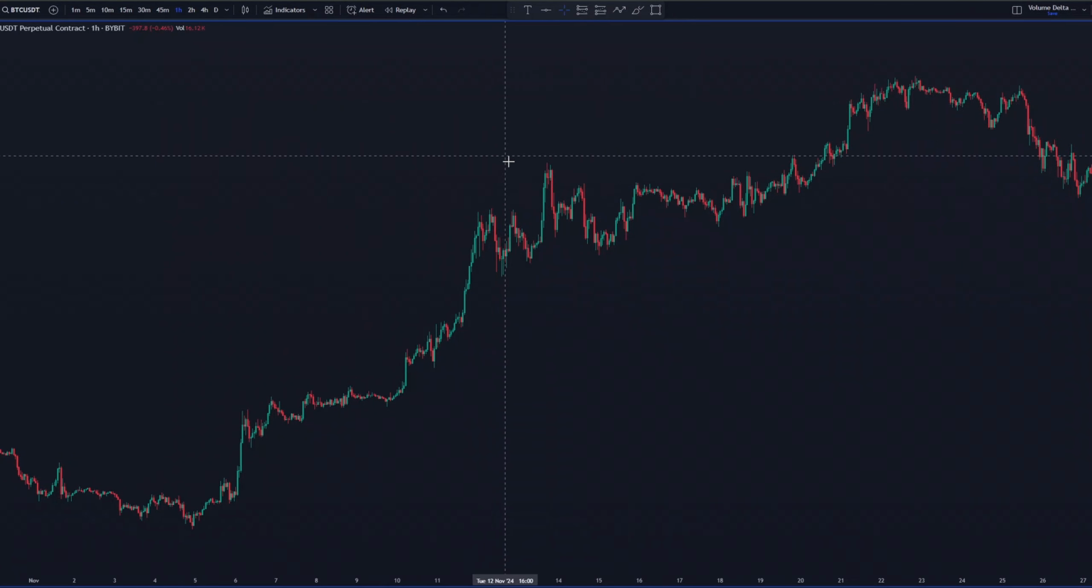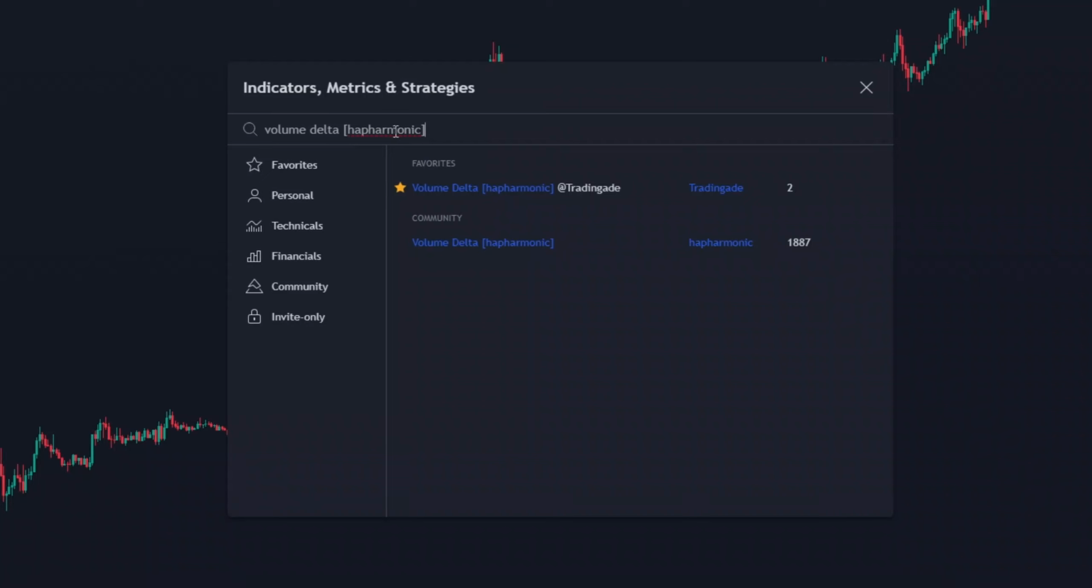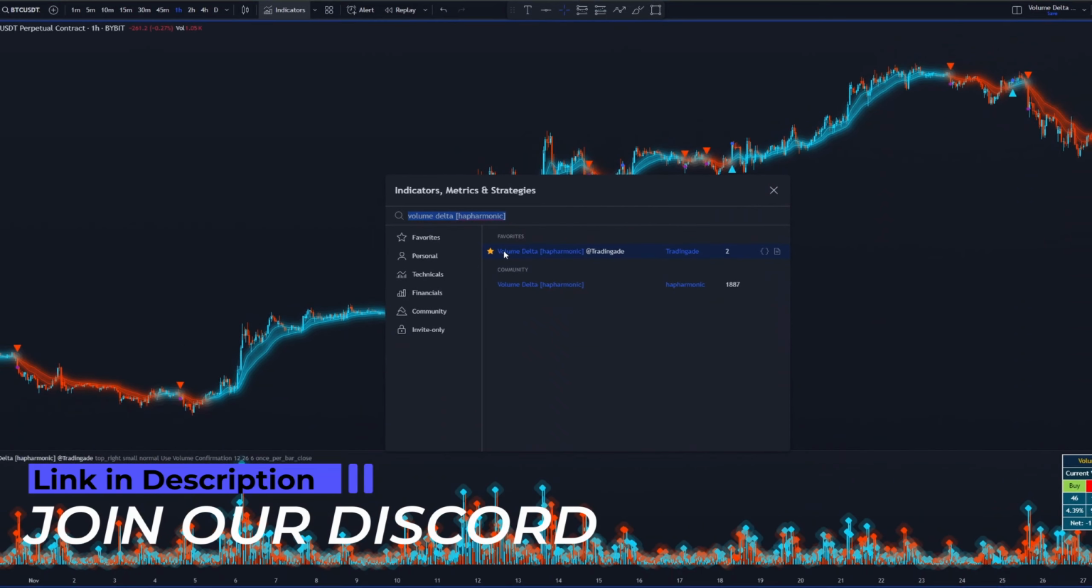In order to load today's volume indicator, open the indicator section and type volume delta half harmonic. This is a modified version that simplifies the buy and sell signals. You will find this indicator in our Discord. You just need to add it to your favorites and you're good to go.